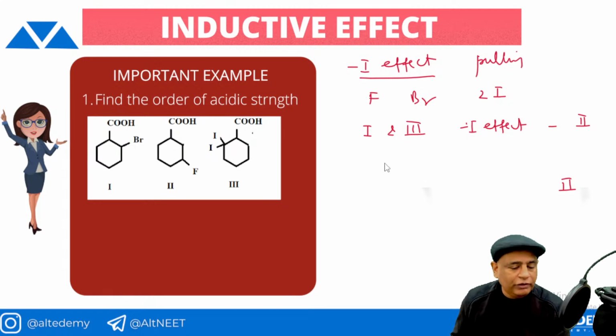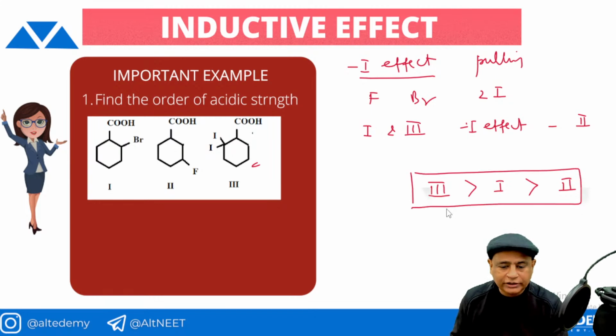Now, among 1 and 3, the other factor that I told you, weak multigroup. Here, this is the weak multigroup. Bromine is having more minus I effect. Iodine is having less. But there are two multigroup at the same position. So in that case, we can say 3 is maximum acidic in comparison to 1, in comparison to 2. This will be the correct order.